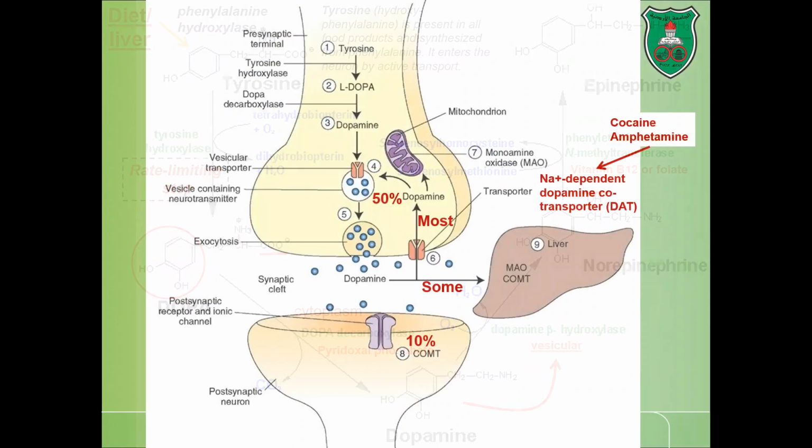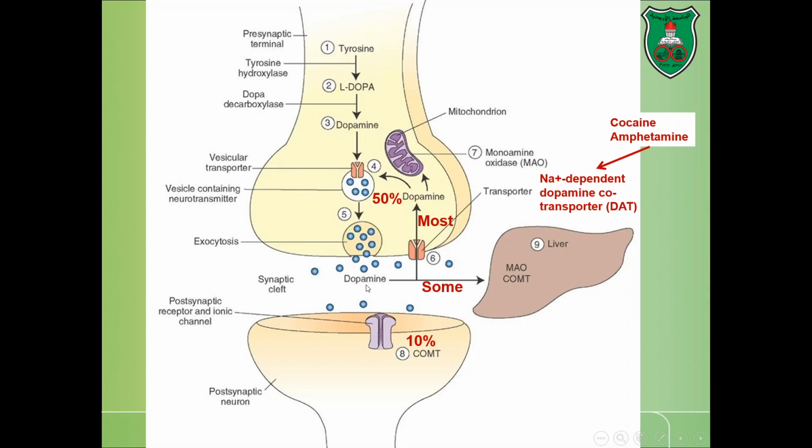Okay. So let's talk about dopamine now. What happens is that once dopamine is synthesized in the cytosol, it's packaged into the small synaptic vesicles. Then you have a signal, calcium influx, release of dopamine into the synapse. Now, some of this dopamine, of course, will bind to receptors on the postsynaptic cell.